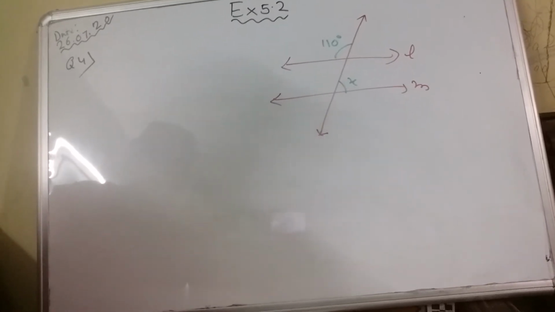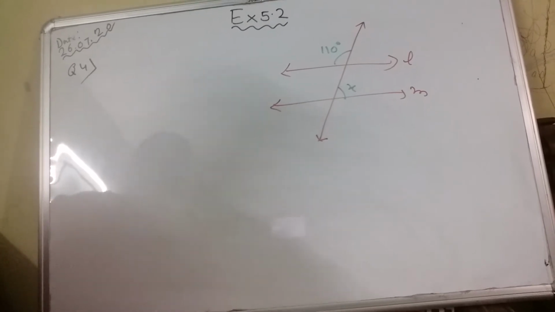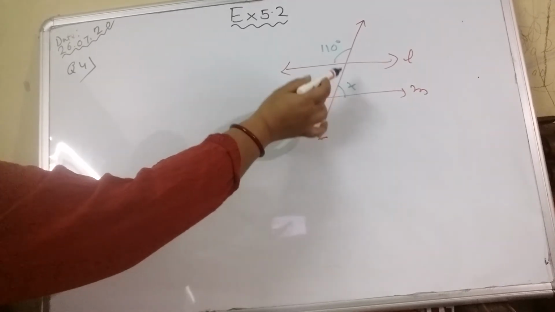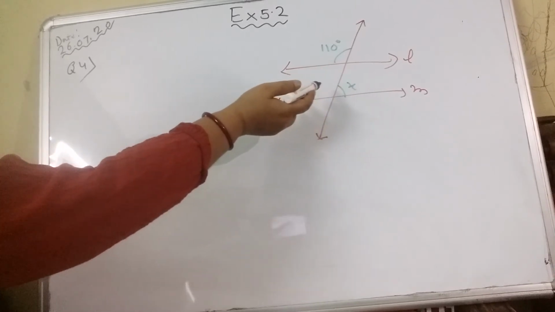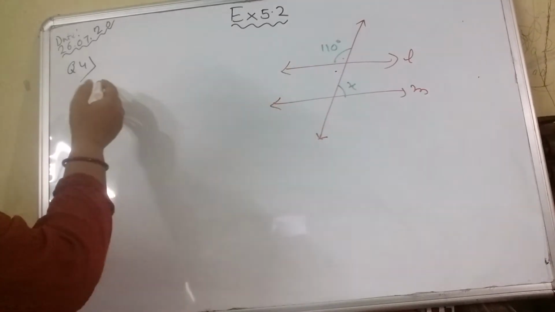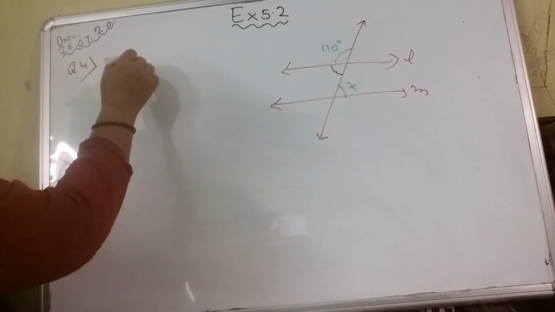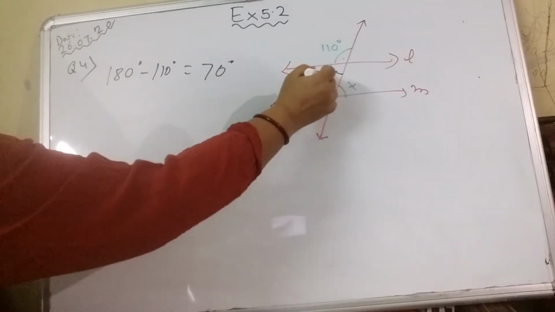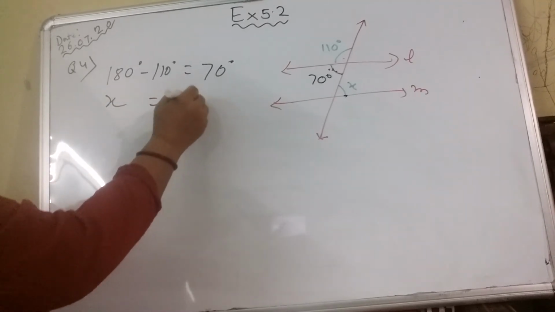Question number 4. Find the value of x in each of the following figures if L parallel to M. That means L and M are parallel. You have to find this x. This angle is given as 110 degrees. There are many ways to find it. One way: this angle and this angle are a linear pair, so this angle will be 180 minus 110, 70 degrees. So this is 70 degrees and they are alternate interior angles, so x will be equal to 70 degrees.